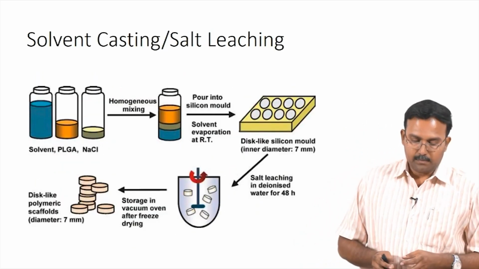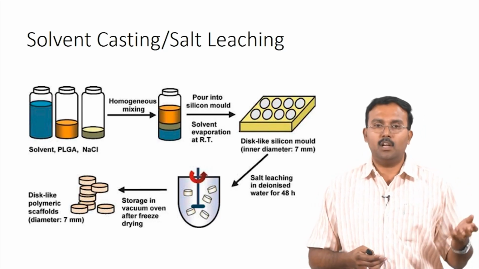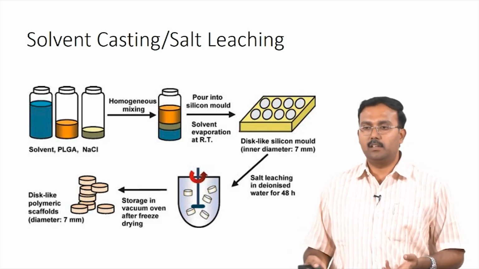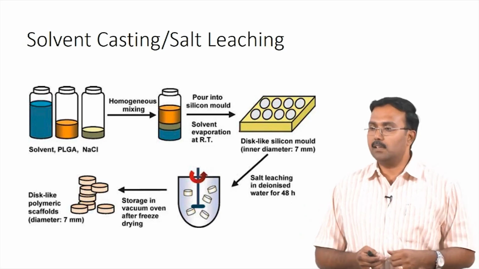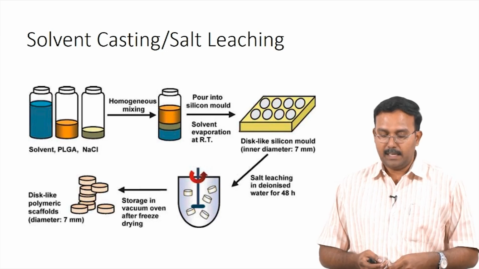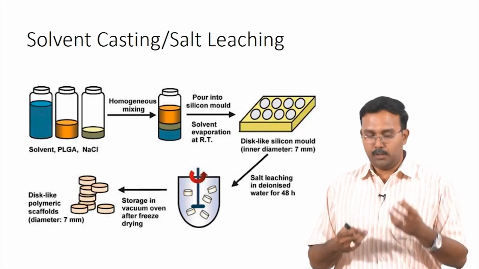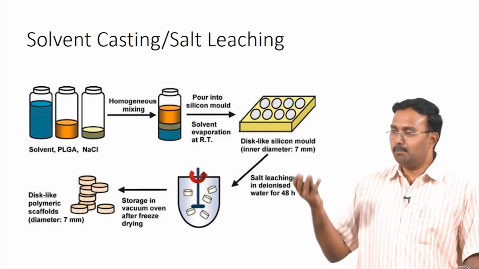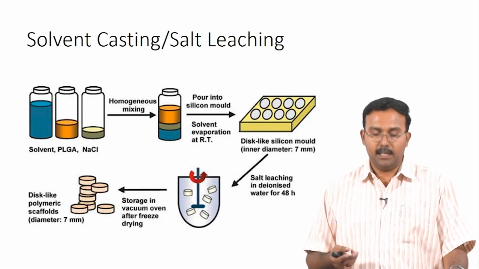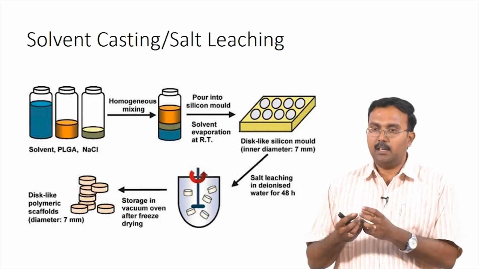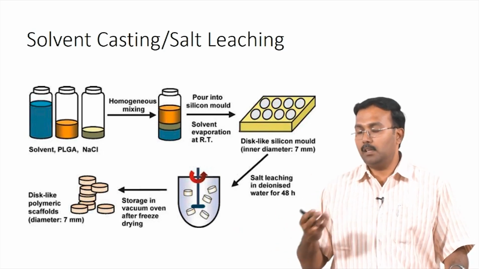So, this is solvent casting and salt leaching. This is a very simple technique. All you do is you take three things: the solvent, polymer and a salt. The salt here is NaCl. You could also use sugar or whatever, so it is something which can form a crystal. You mix all of these, and the salt is dissolved along with the polymer, and you pour it in the mold, whatever the mold could be. Here they have just shown a disc-like mold. Once it is poured, you keep it at room temperature or in vacuum to evaporate the solvent.